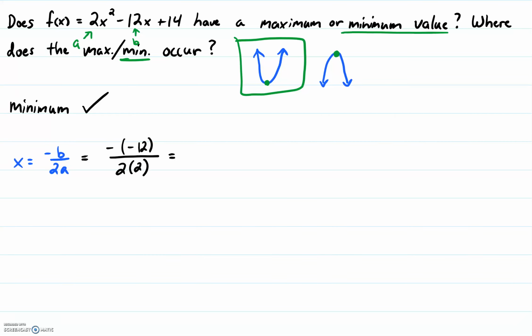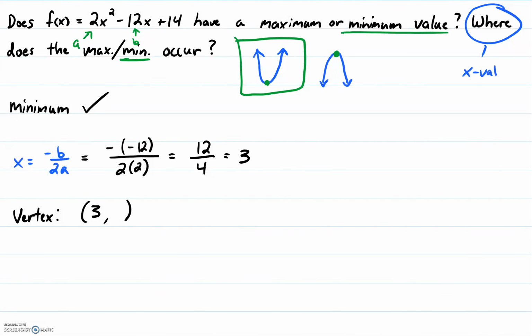Now we simplify this as much as we can. A negative times a negative is going to give us a positive 12 on top. 2 times 2 is going to give us a 4. 12 divided by 4 gives us 3. So our x value for the vertex, or for the minimum, whichever way you want to refer to it, is going to be 3. But we want to know what the vertex is. Now, technically, we've already answered the problem because the problem says where does the max or min occur. And anytime you want to know where, that's the same thing as wanting to know the x value.